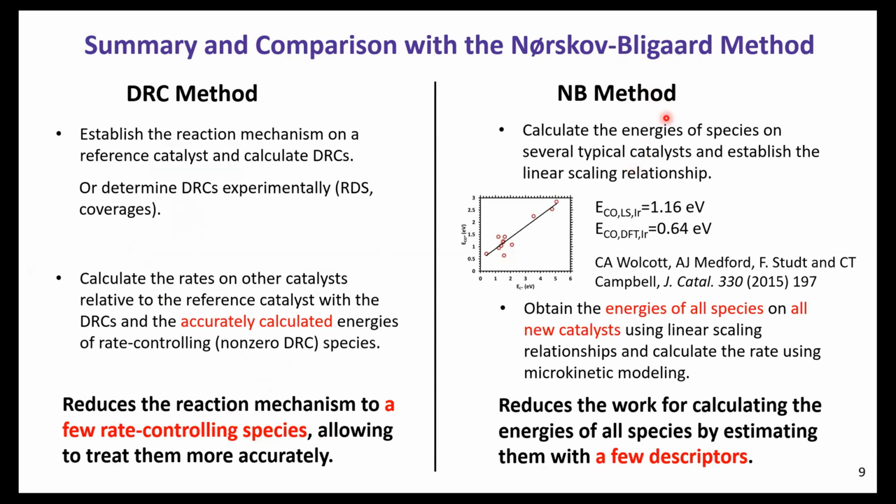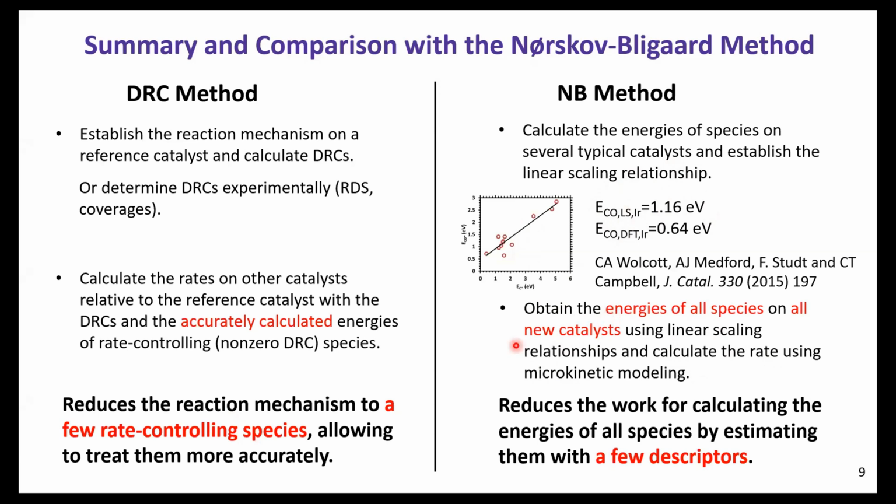For comparison, the Norskov-Bligaard method calculates the energy of species on several typical catalysts first and establishes the linear scaling relationship. Then they obtain the new energies of species on a new catalyst using this linear scaling relationship. But this step can sacrifice some accuracy. For example, the binding energy of CO on iridium from linear scaling can be about 0.5 eV higher than the actual DFT calculation. And then they calculate the rate using the not that accurate estimated energies using a microkinetic model.